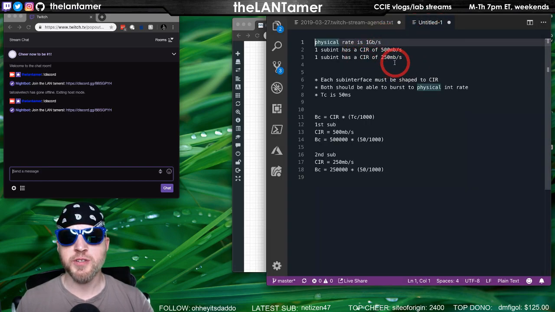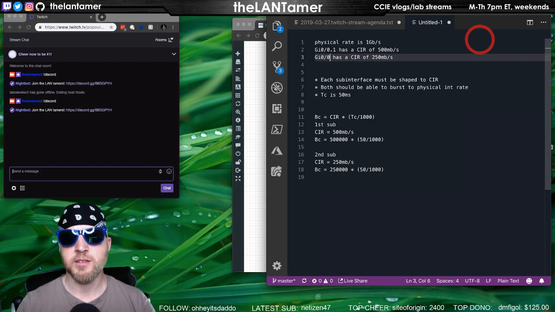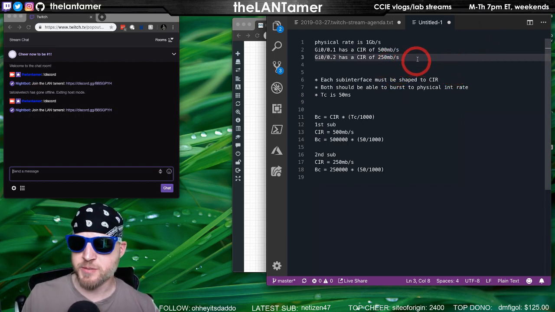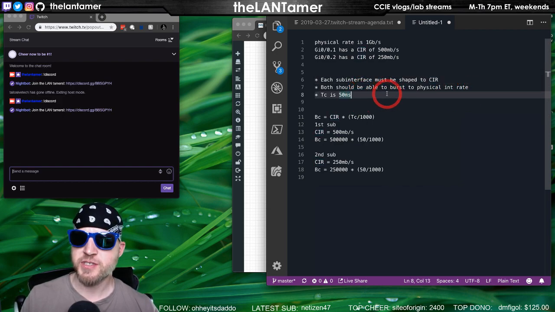And what we want to do is they're going to have different CIRs. So sub 1, Gi0/0.1, we'll have a CIR of 500 megabits per second. And sub 2 will have a CIR of 250 megabits per second. Each subinterface, these are requirements, must be shaped to the CIR, but it should be able to burst up to the physical interface rate. And in this particular case, our Tc is 50 milliseconds.